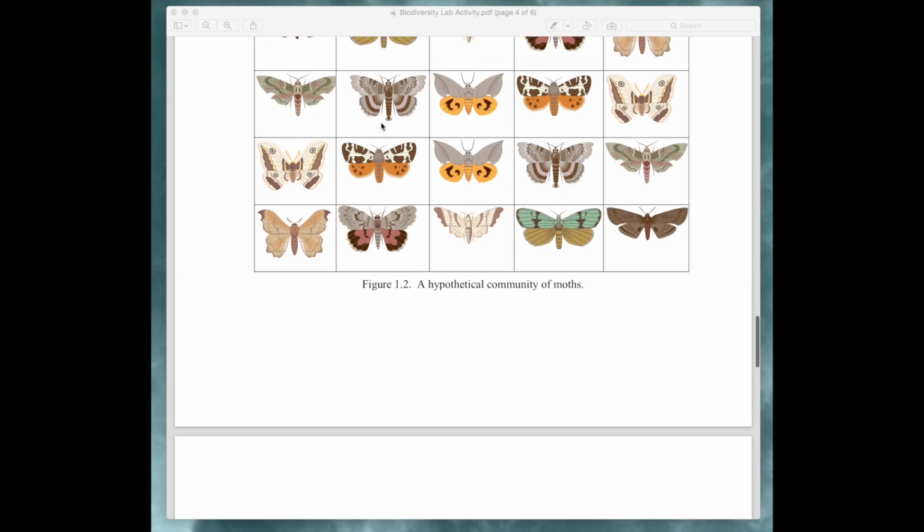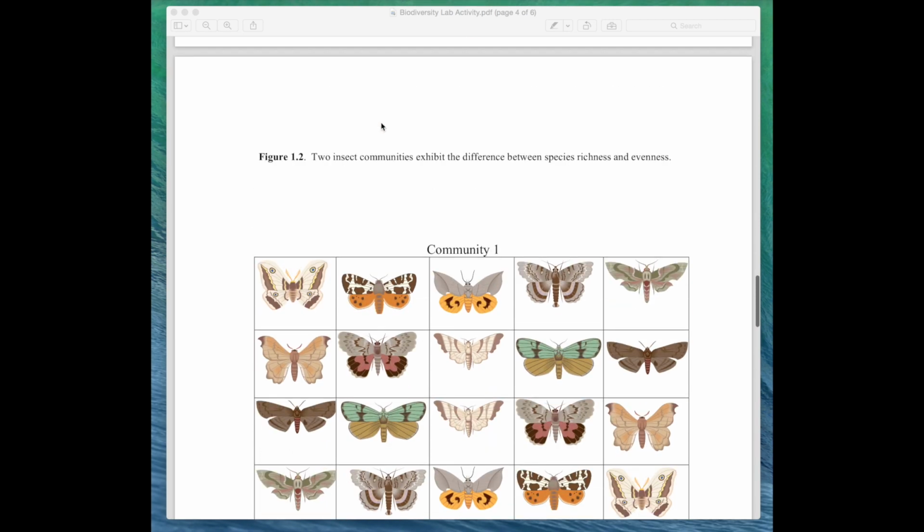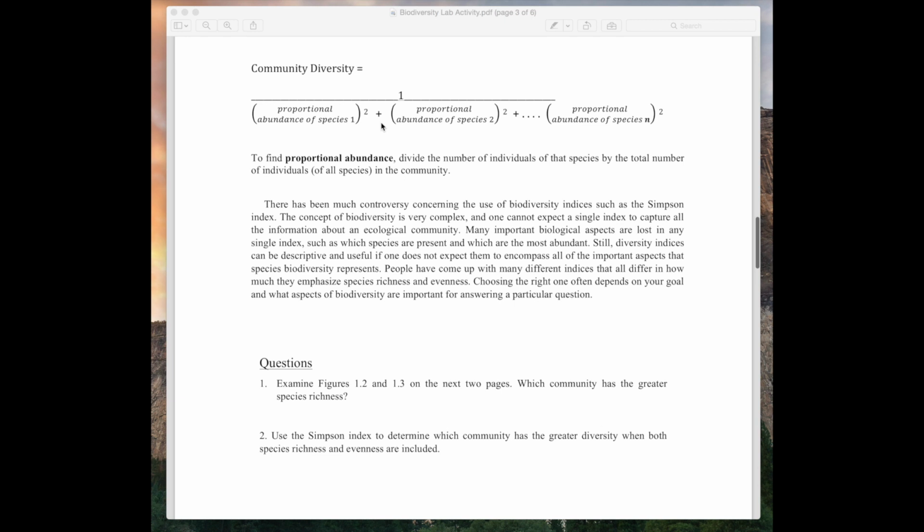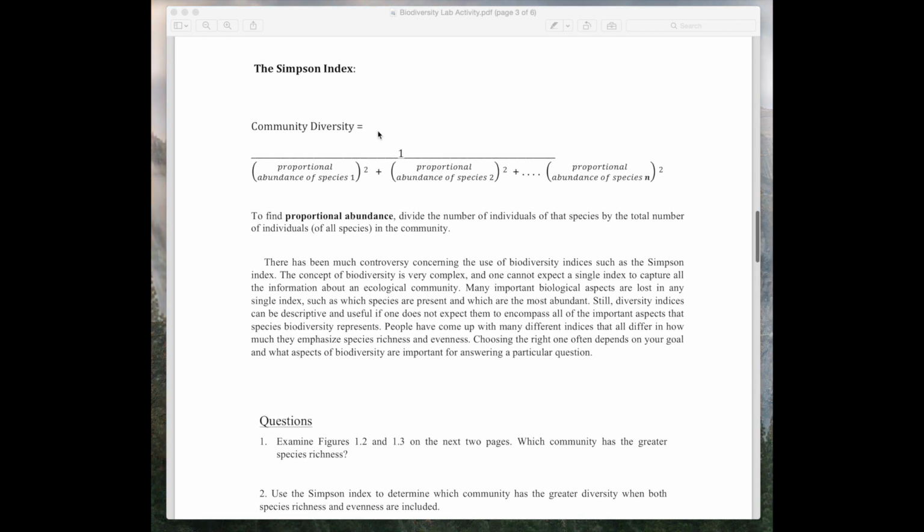Once we plug all those proportional abundances into our Simpson Index for community 2, then we compare the 2 community diversity values, and the community with the greatest number, with the highest value, is the one with the greatest biodiversity.